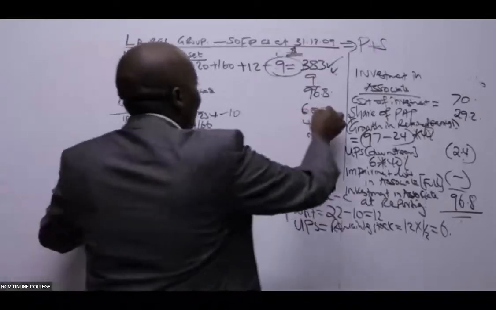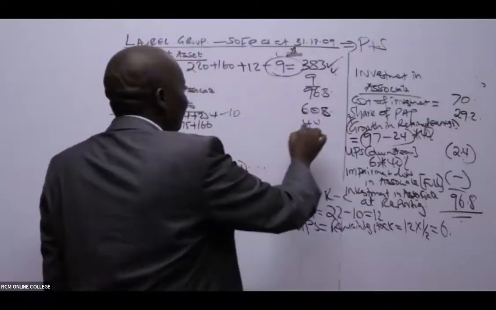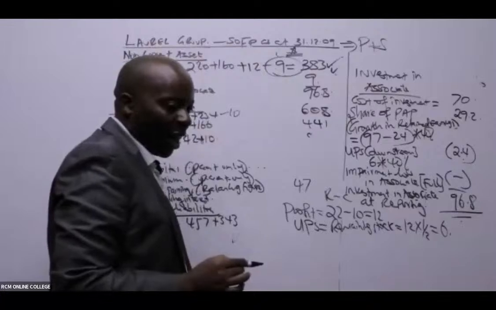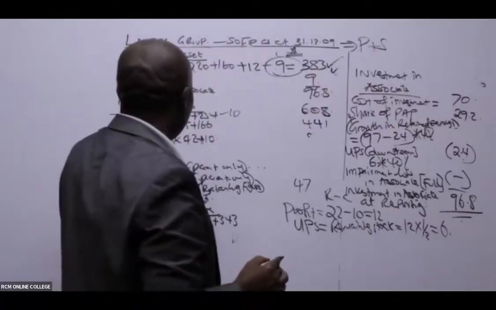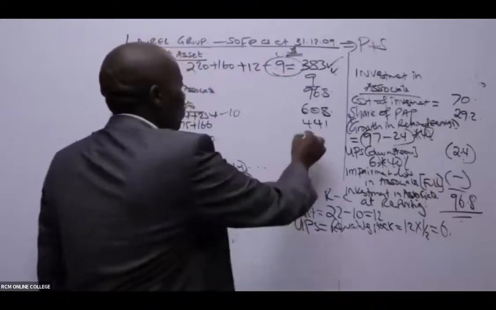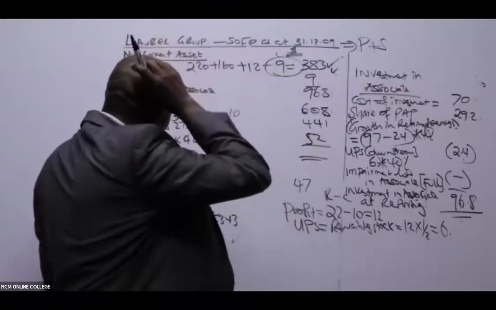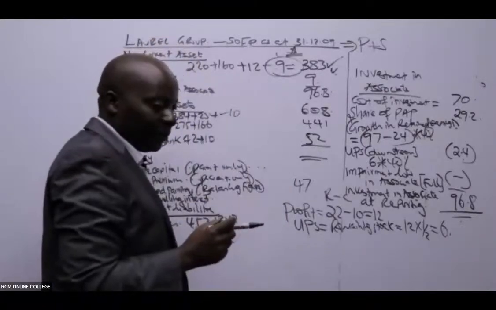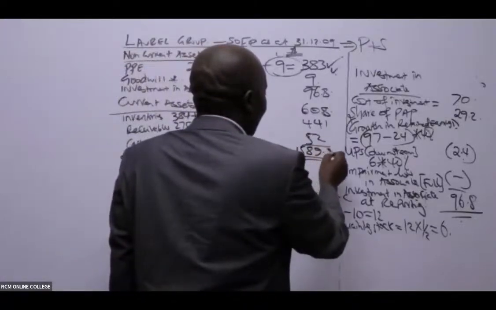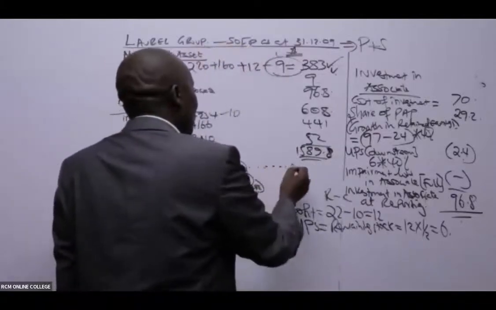Inventory is 608. How about receivables? Receivables, 441. How about cash at the bank? Cash at the bank, 52. So please give me total assets. Total assets is 1589.8.